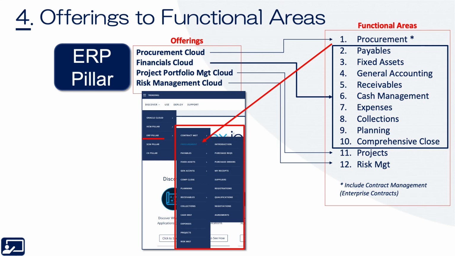Fourth topic, ERP Pillar Functional Areas. This slide shows the functional areas for each of the offerings within the ERP pillar. The offerings are displayed on the left, the functional areas on the right. Functional areas are largely used to group applications by organizational units like departments. So for example, the procurement department or the payables department, etc.